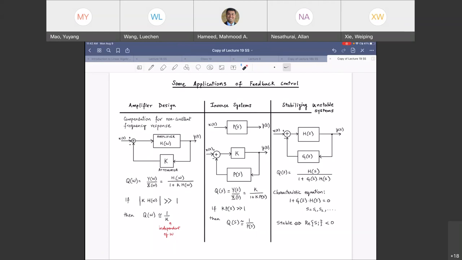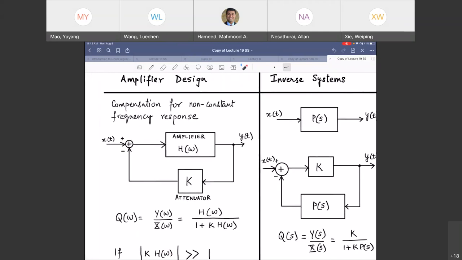Right? You cannot be biased for different frequencies. You would want that to be constant, which is, in other words, independent of omega. So how can you define that? Well, you can use feedback to design that. Let's try to take a look.